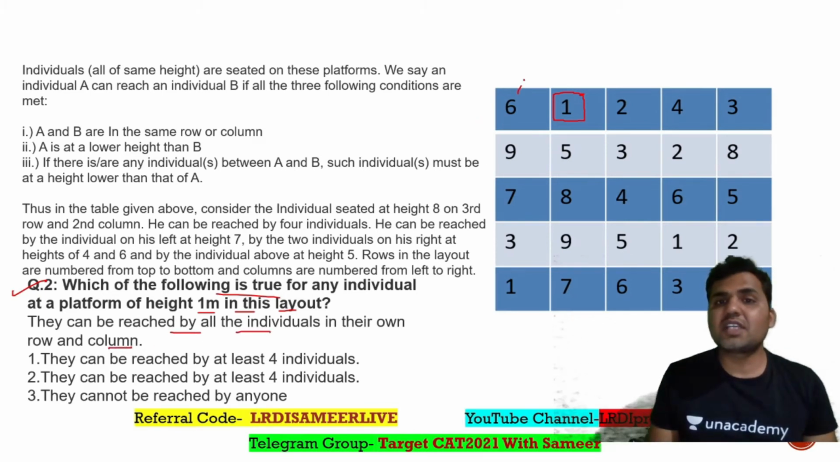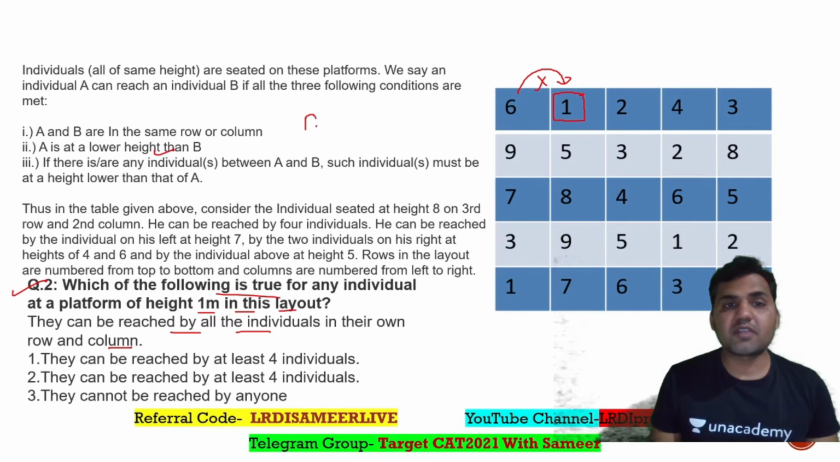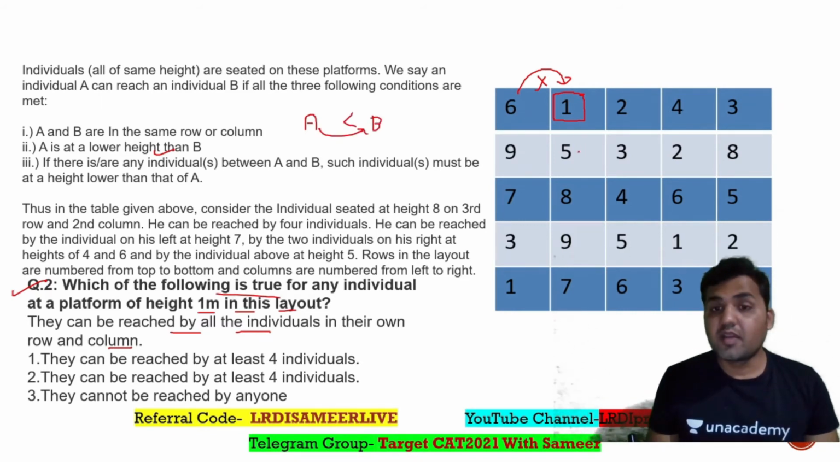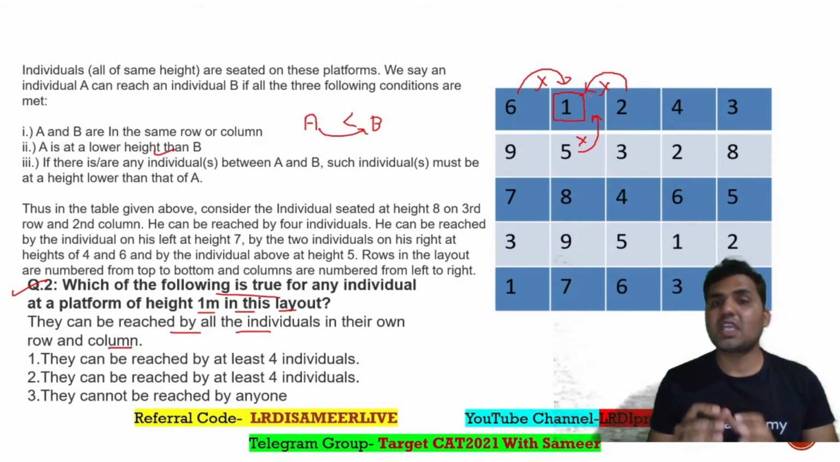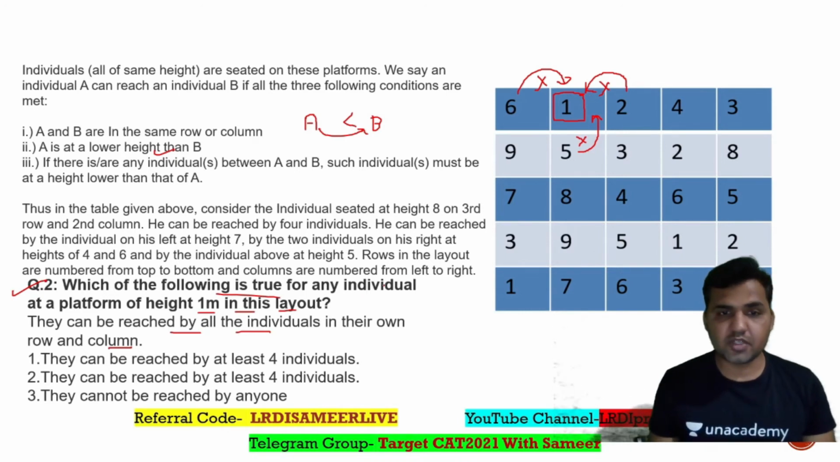No, you see that 6 cannot approach 1. The reason is 6's height is more than 1. As the given condition says, if A wants to approach B, the height of A should be lower than B, right? 5 cannot reach 1 because 5 is at a higher height as compared to 1. 2 cannot approach 1. So you see that in the same row or column, 1 cannot be approached by any individual. So this cannot be part of the answer. They can be reached by at least 4 individuals? No, this is eliminated.